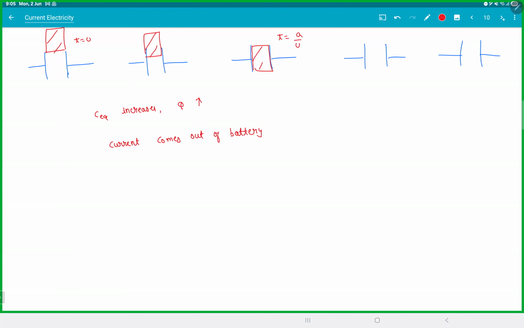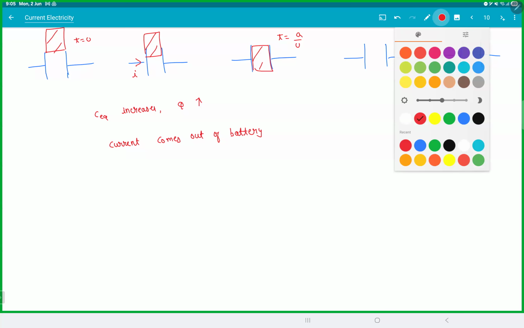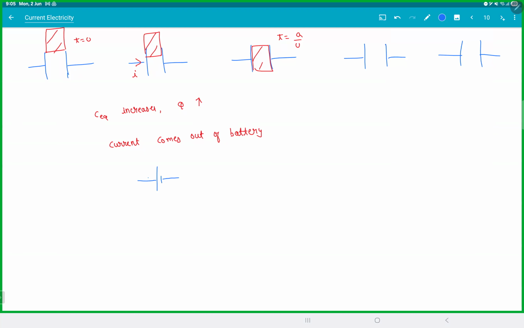So current is actually flowing like this. But once you cross this, the slab is going out, the capacitance is decreasing. So this will happen at 2A by U. C equivalent decreases. Q decreases. The current actually started flowing in the opposite direction. The sign has changed. This is not an SHM. Current goes into the battery. Magnitude is still constant, huh?